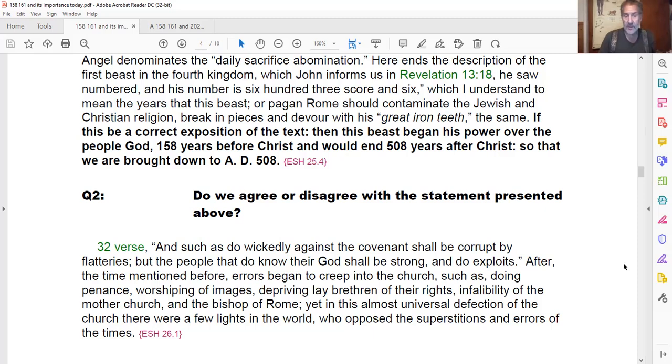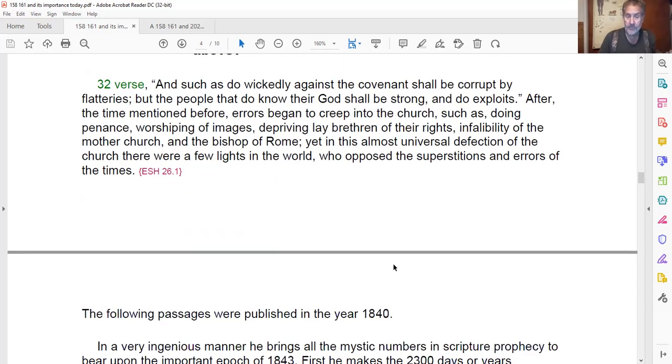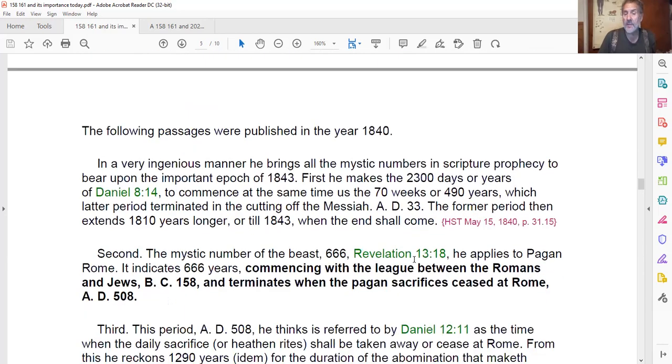Okay. Now, I'm going to jump down just a little bit. The following is a passage. It was presented in 1840. This is from Himes' Signs of the Times, May 15th, 1840.